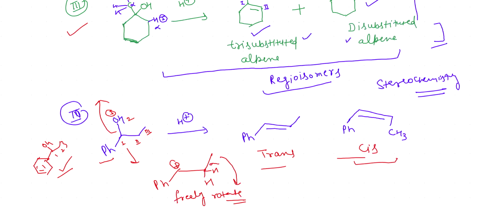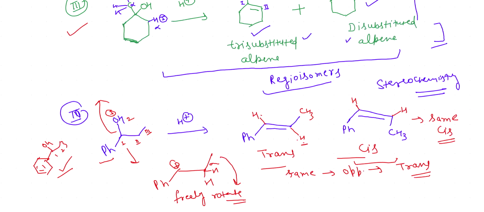When the same groups are on the opposite sides, hydrogen, hydrogen, both are facing in opposite directions. So the product in which the same groups are in opposite directions, that isomer is known as the trans isomer. In this molecule, the hydrogens are facing in the same direction. They are parallel to each other. So when the groups are present in the same direction, that is known as the cis isomer.